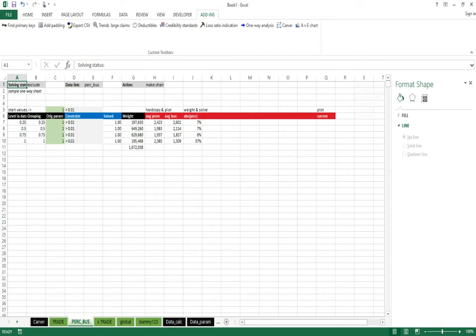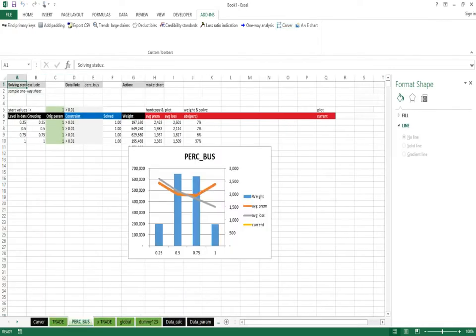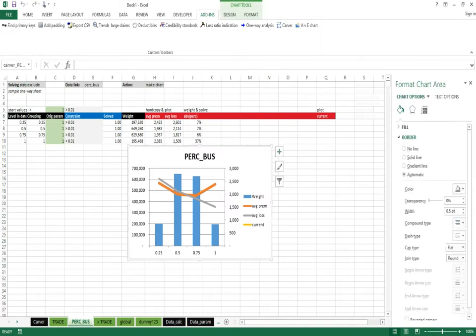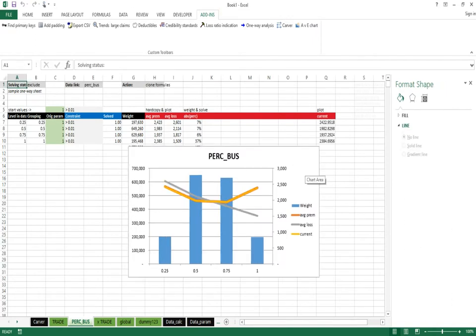Let's make a similar chart here for vehicle type composition. This is the chart. Again, possibly we are overcharging for the fleets with majority of vehicles being buses.